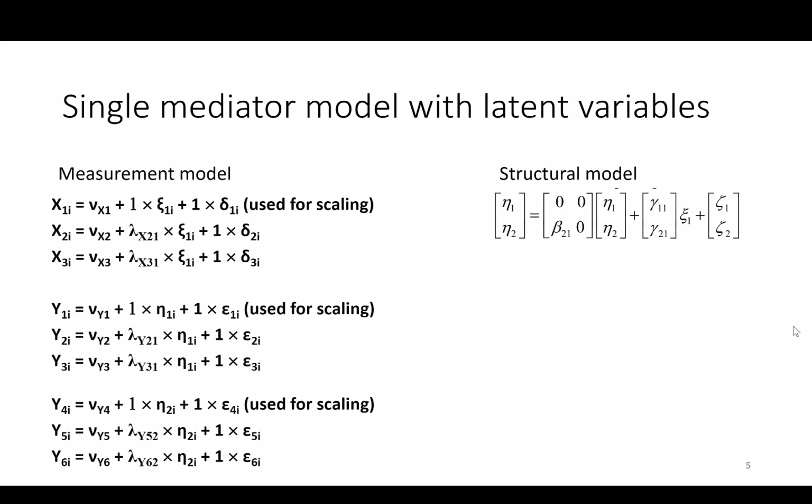We also have a structural model that's represented in matrix notation here. So eta 1 is the mediator, and here we see that eta 1 is equal to gamma 1,1 times psi 1. In other words, gamma 1,1 times latent x plus a disturbance. Eta 2, which represents our latent outcome variable, is equal to beta 2,1 times eta 1, the latent mediator, plus gamma 2,1 times psi 1, which is gamma 2,1 times our exogenous latent x, plus a disturbance zeta 2.